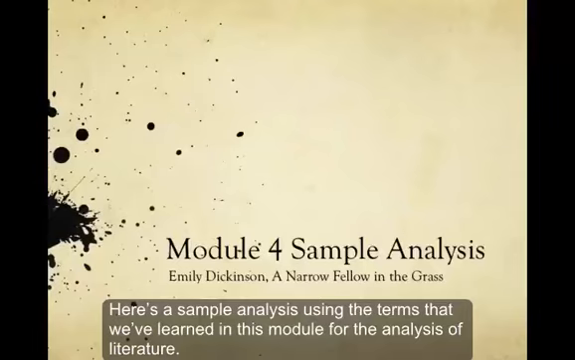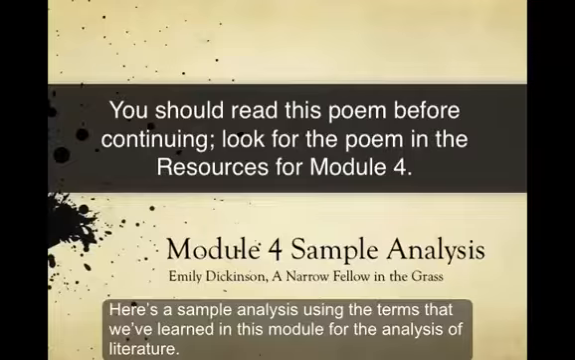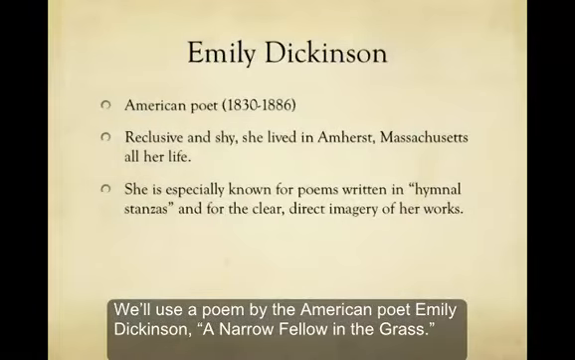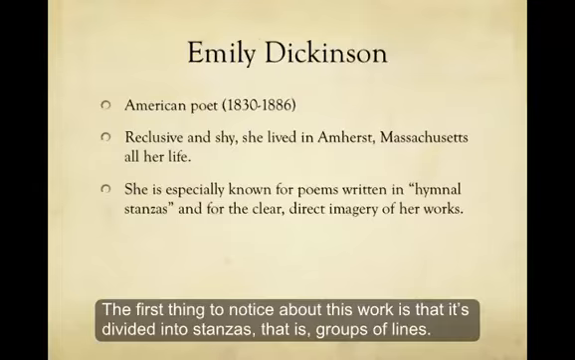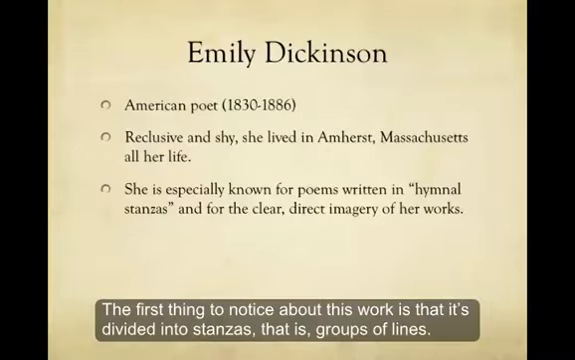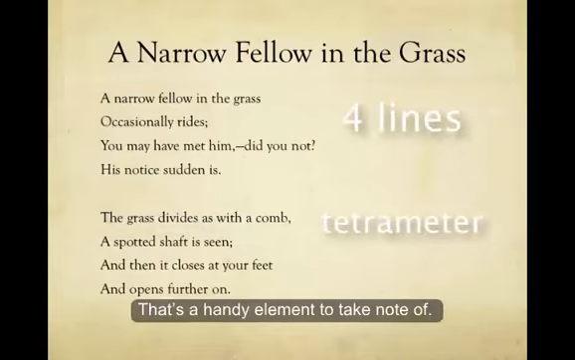Here's a sample analysis using the terms that we've learned in this module for the analysis of literature. We'll use a poem by the American poet Emily Dickinson, A Narrow Fellow in the Grass. The first thing to notice about this work is that it's divided into stanzas, that is, groups of lines. I can see on the page that the stanzas each have 4 lines per stanza. That's a handy element of organization to take note of.